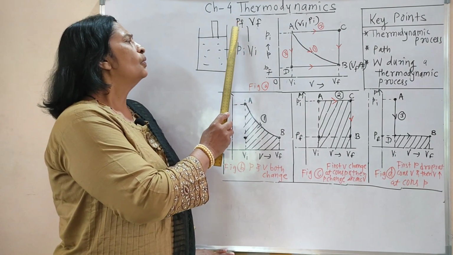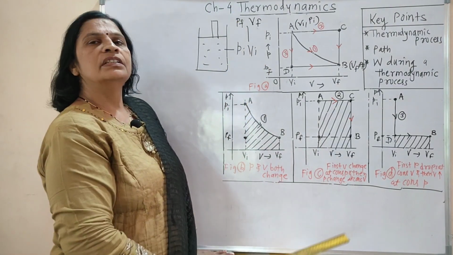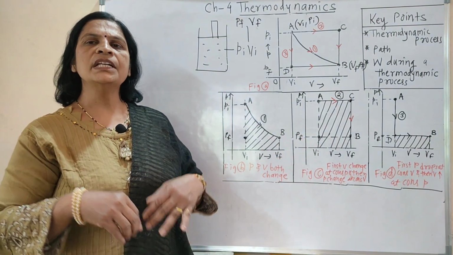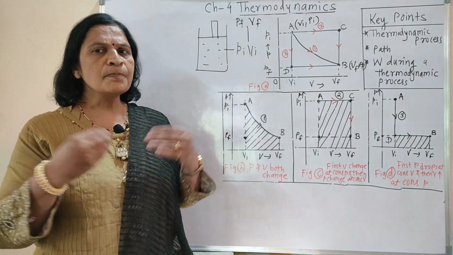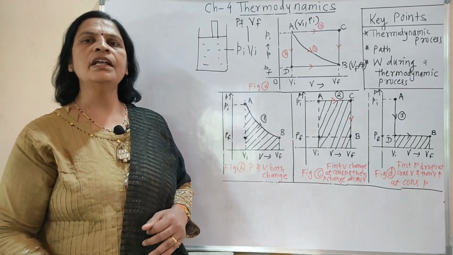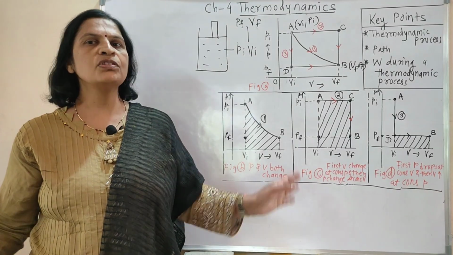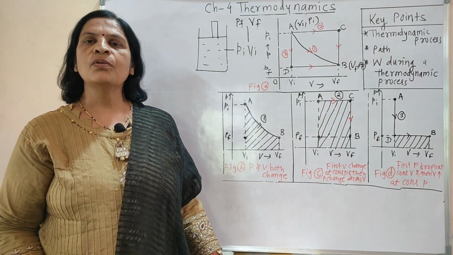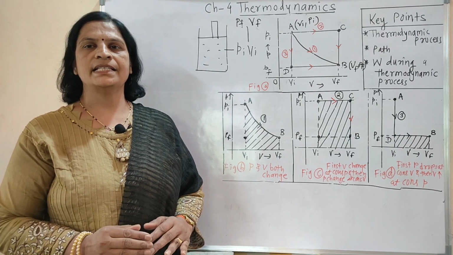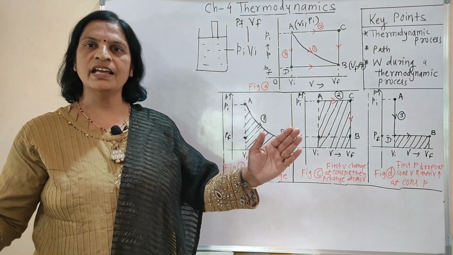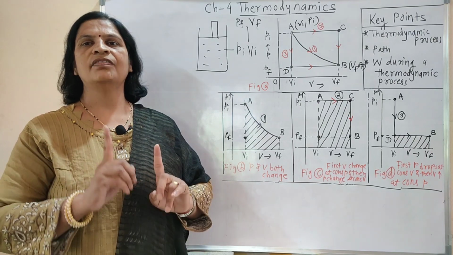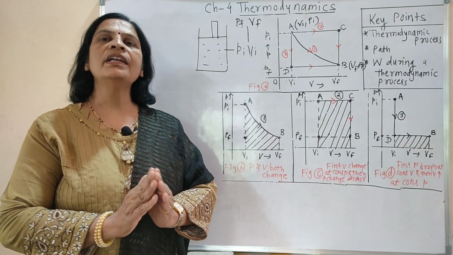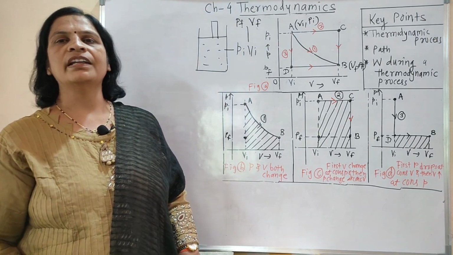Understood? During that change, heat is absorbed by the system, sometimes heat leaves the system. When heat is absorbed by the system, it is considered as positive. When it leaves the system, it is considered as negative. Sometimes work is done by the gas, means expansion is there. Work done by the gas is positive work done. When compression is there, work is done on the gas, negative work done is there.